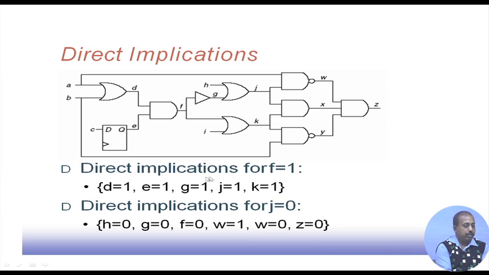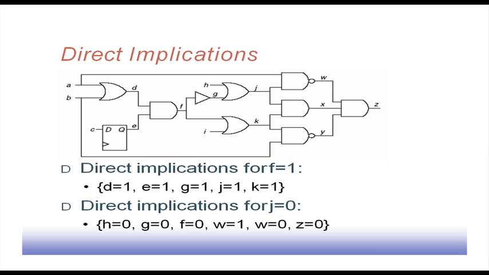Now, you see that if we force this line f to be equal to 1, then we immediately get d must be 1, e must be 1, g must be 1, j must be 1 and k must be 1. This computation is done beforehand, that is, if I set f equal to 1, these are the different line statuses that are going to happen. So, how does it help?